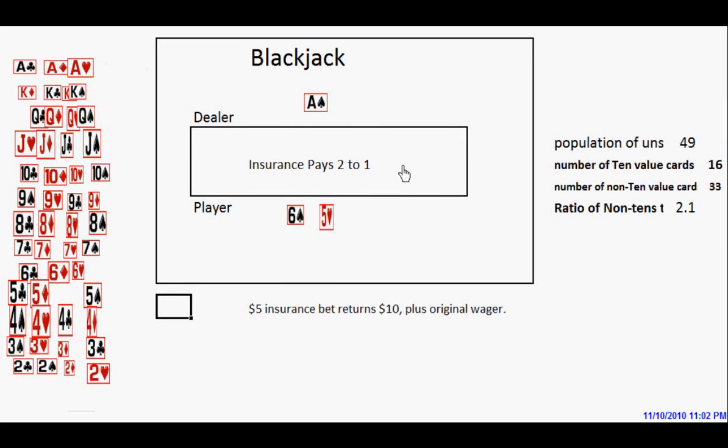Now, when the dealer has an ace up, before play continues, the dealer checks to see if he has blackjack. He has blackjack if he has a 10-valued card. That includes not only the 10s, the four 10s, but also the jacks, queens, and kings. All of these cards are worth 10 in blackjack. And if he has one of those cards underneath the ace, he wins your money and the play does not continue. However, when the dealer has an ace up, he offers you a side bet.